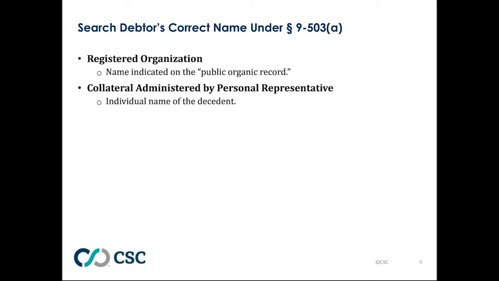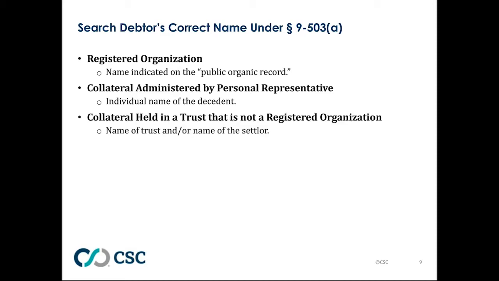If the collateral is held in a trust that is not a registered organization, a search must be conducted on either the name of the trust, if the organic record of the trust specifies a name, or if no name is specified, the name of the settlor or testator. Sometimes some people want to search on the trustee as well. That may or may not be a good idea. It depends on the circumstances involved.